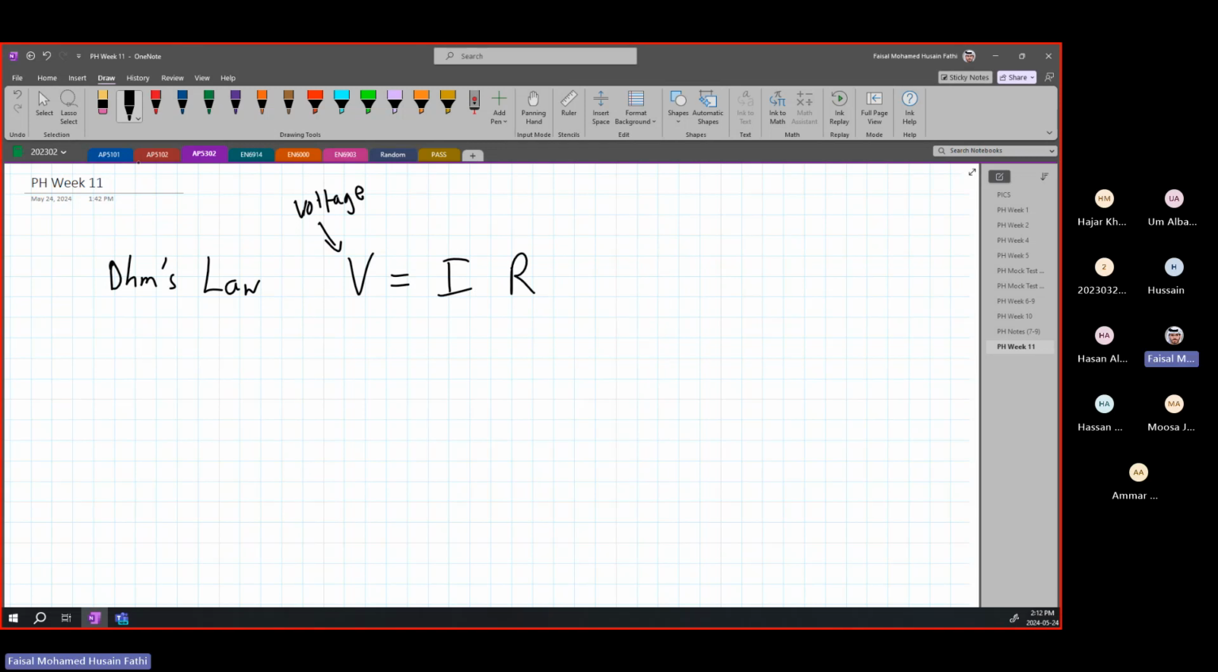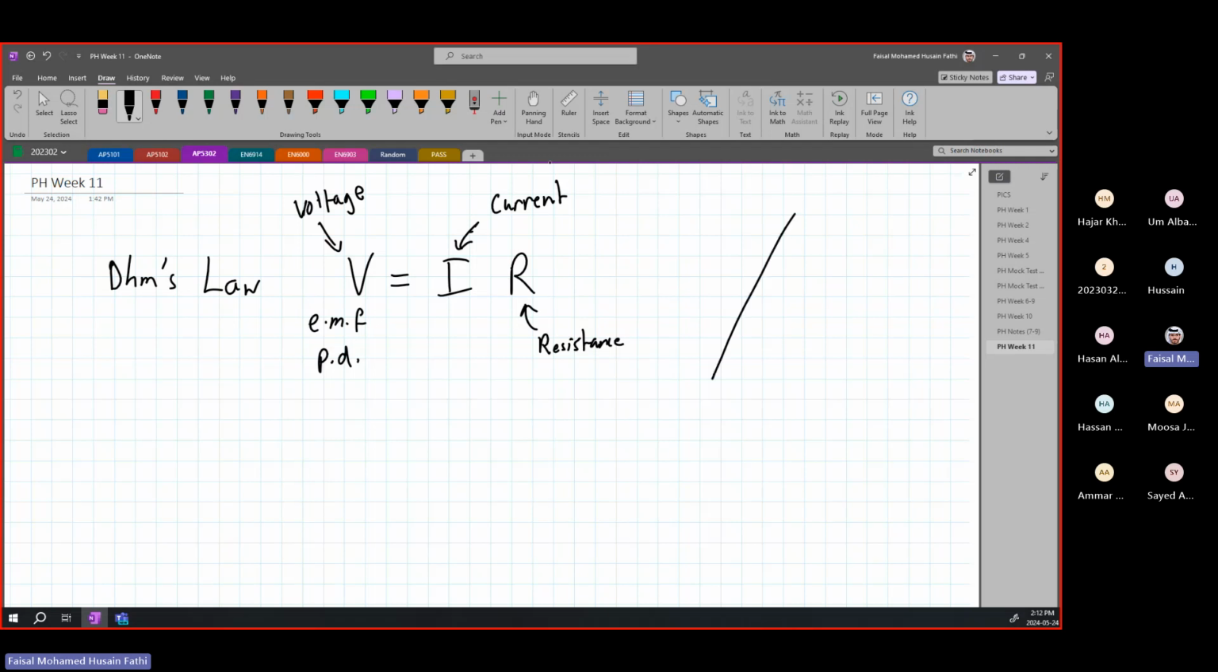Sometimes V can also be called EMF, electromotive force, or even potential difference, right, which I talked about last time. I is your current, and R is your resistance, all right? This is the most important rule you should know in electricity in general. This is what is used in everything, applying it in circuits, or just for any resistor when you're trying to find voltage or current.